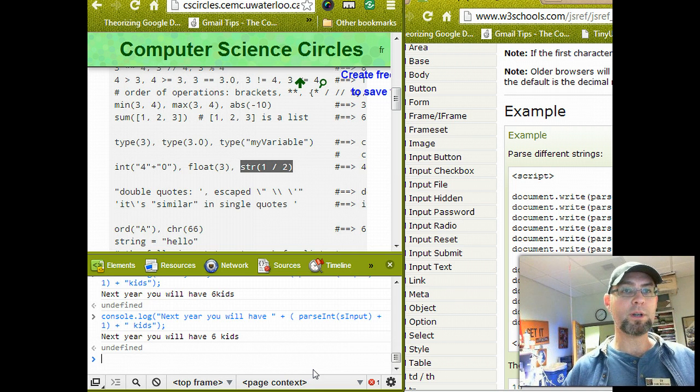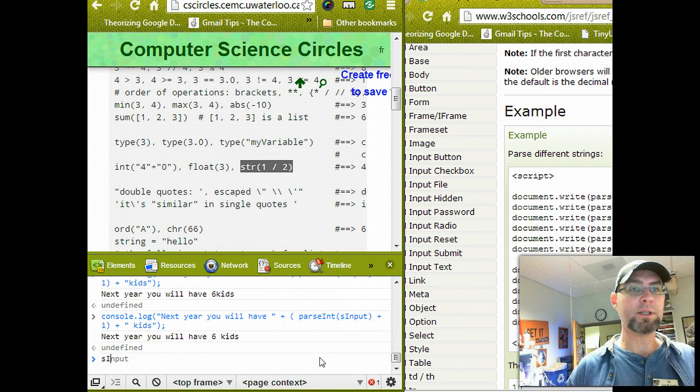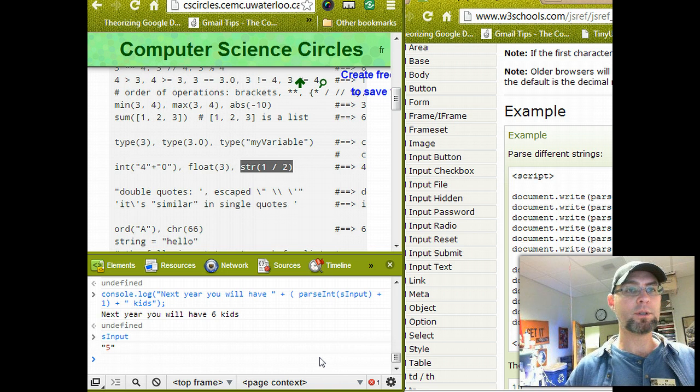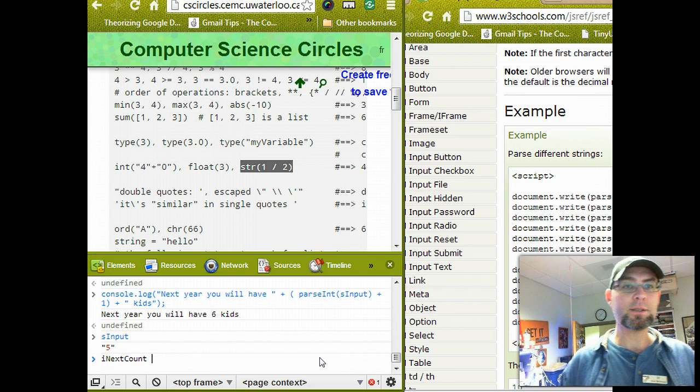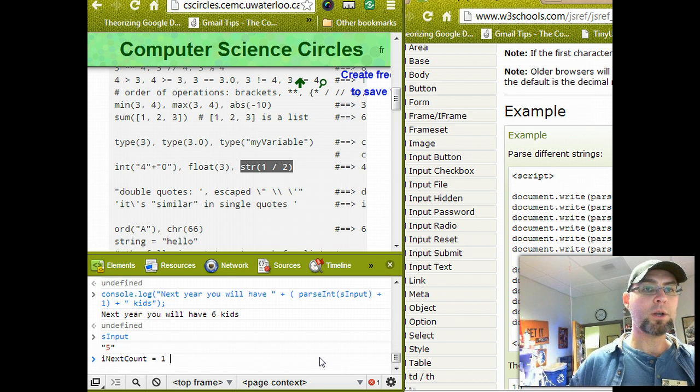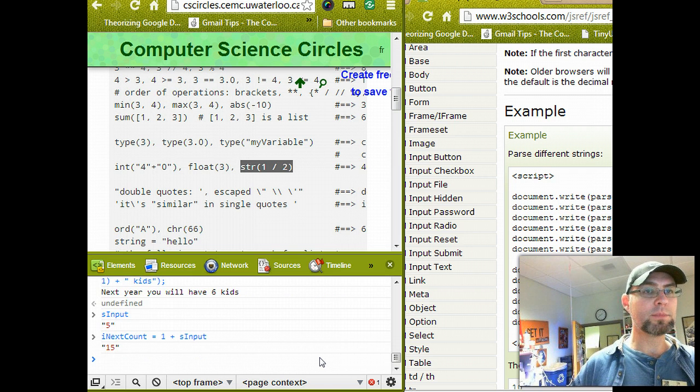What we really should do here is make a new variable. We've got this value, s input, right? And s input is 5, but it's a string. So what we really should do is say s next count of kids, and we're going to make it an I, because we want it to be an integer. And this is set equal to 1 plus s input. We can test this to see that didn't work, because it's put 15.